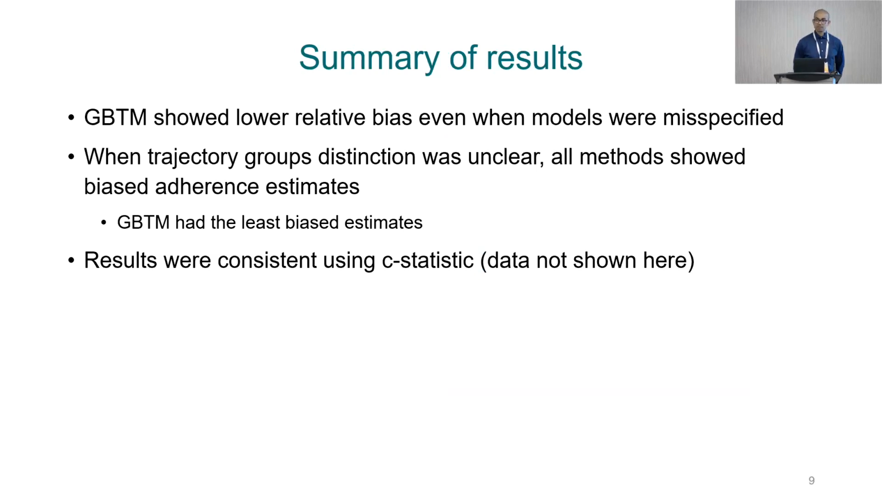So just as a summary of the results, GBTM showed lower relative bias even when the models were misspecified. When the trajectory group distinction was unclear, all methods showed biased adherence estimates, but GBTM had the least biased estimates, and the results were consistent using the C statistic, based on data that I haven't shown you.